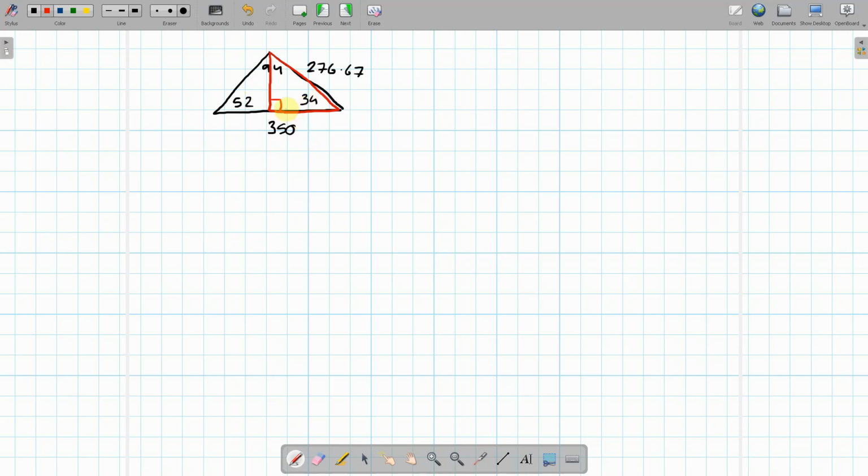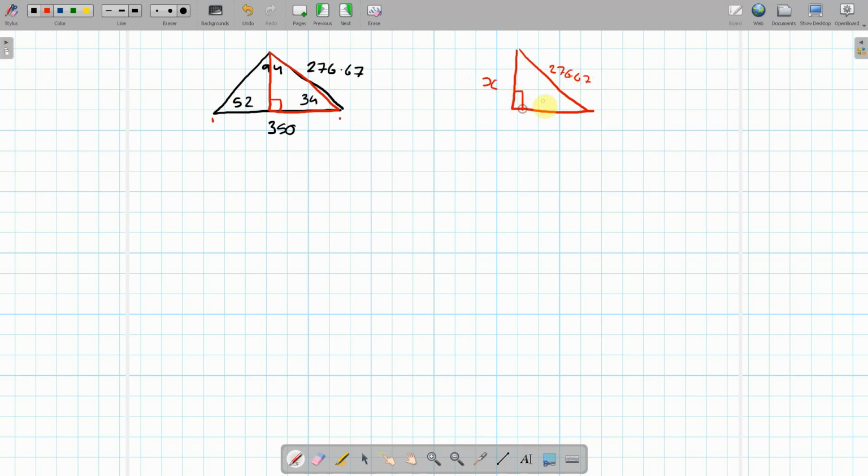Now, on first inspection, we would assume we could use Pythagoras because we have a right angle triangle. However, that is not the case because we don't know the exact length of this part down here. All we know is that from there to there is 350. We don't know how it's split. So if I draw the triangle again, only the half, this is ultimately what we're trying to find. We know this is 276.67.